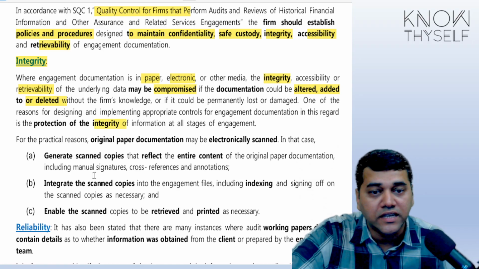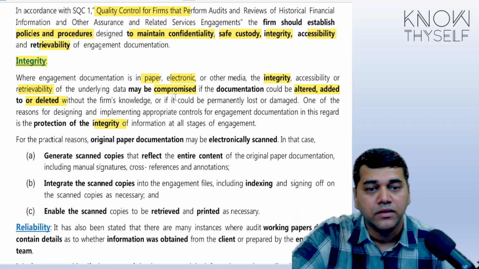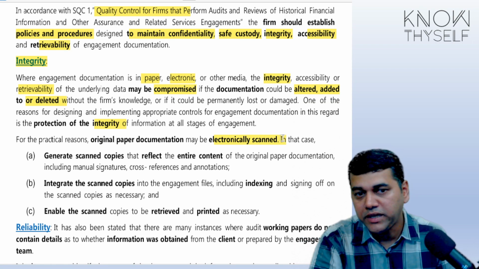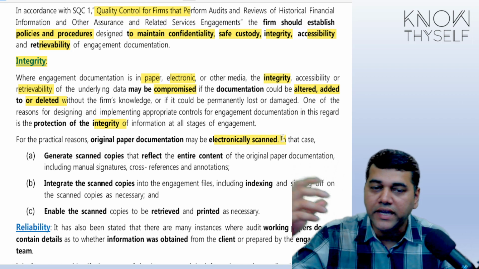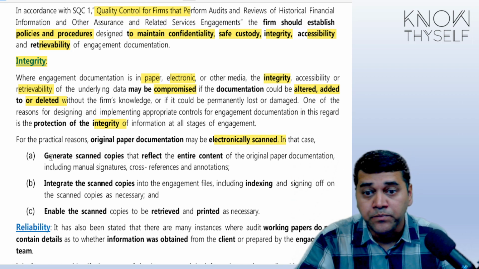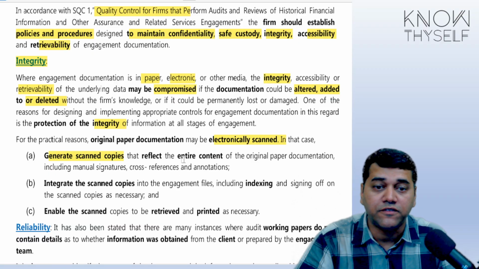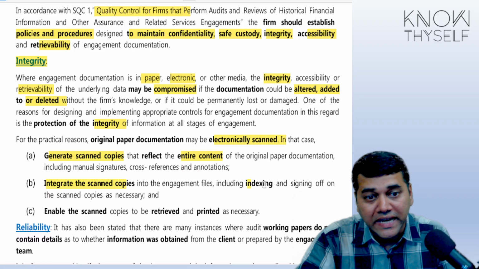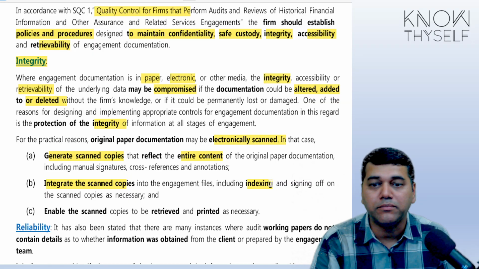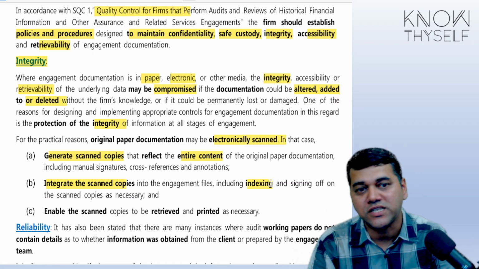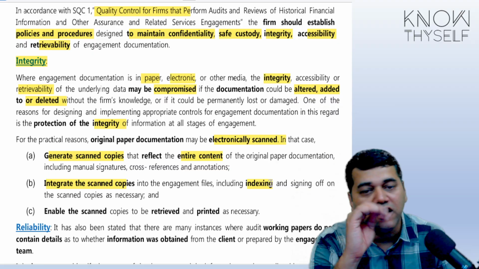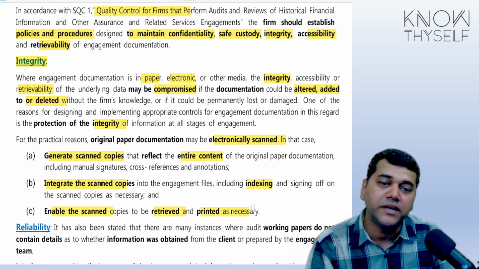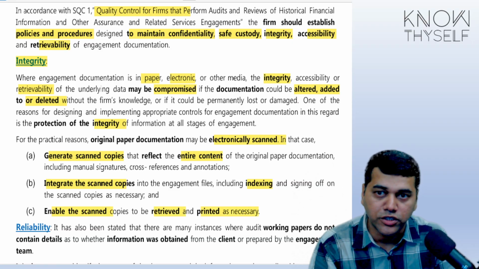So how can you ensure that there is integrity? Simple. First you scan the original document. The moment you scan the original document, nobody can tamper with that scan. More importantly, generate scanned copies that reflect the entire content, and integrate the scanned copies by indexing so that somebody cannot alter some contents. The moment somebody removes a page, you understand one of the scanned copies is missing. Then enable the scanned copy to be retrieved and printed as necessary. So this is what you need to do.